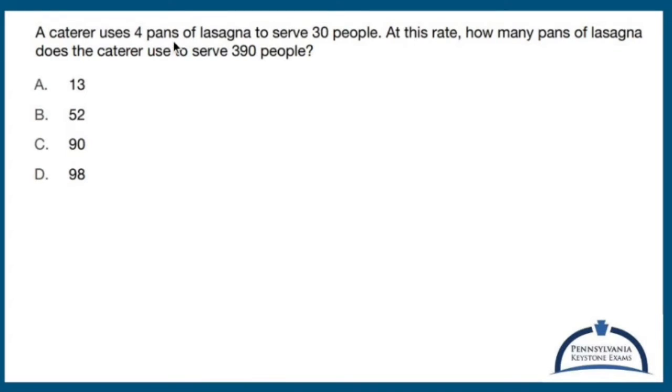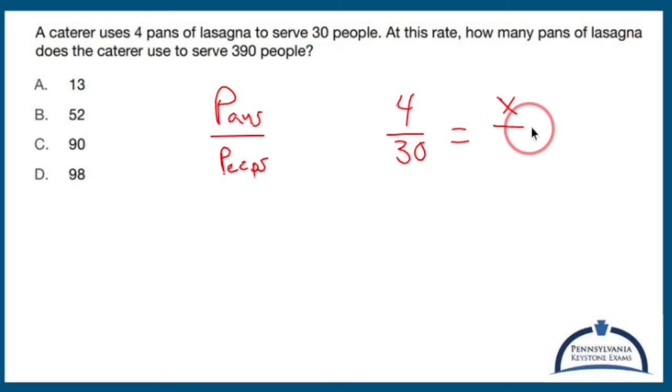A caterer uses 4 pans of lasagna to serve 30 people. At this rate, how many pans of lasagna does the caterer use to serve 390 people? All right, well, let's do pans to people. We'll say peeps. So 4 pans is to 30 people as, I don't know, is to 390 people. Now you could use common sense and say multiply by 13, which gives me this.